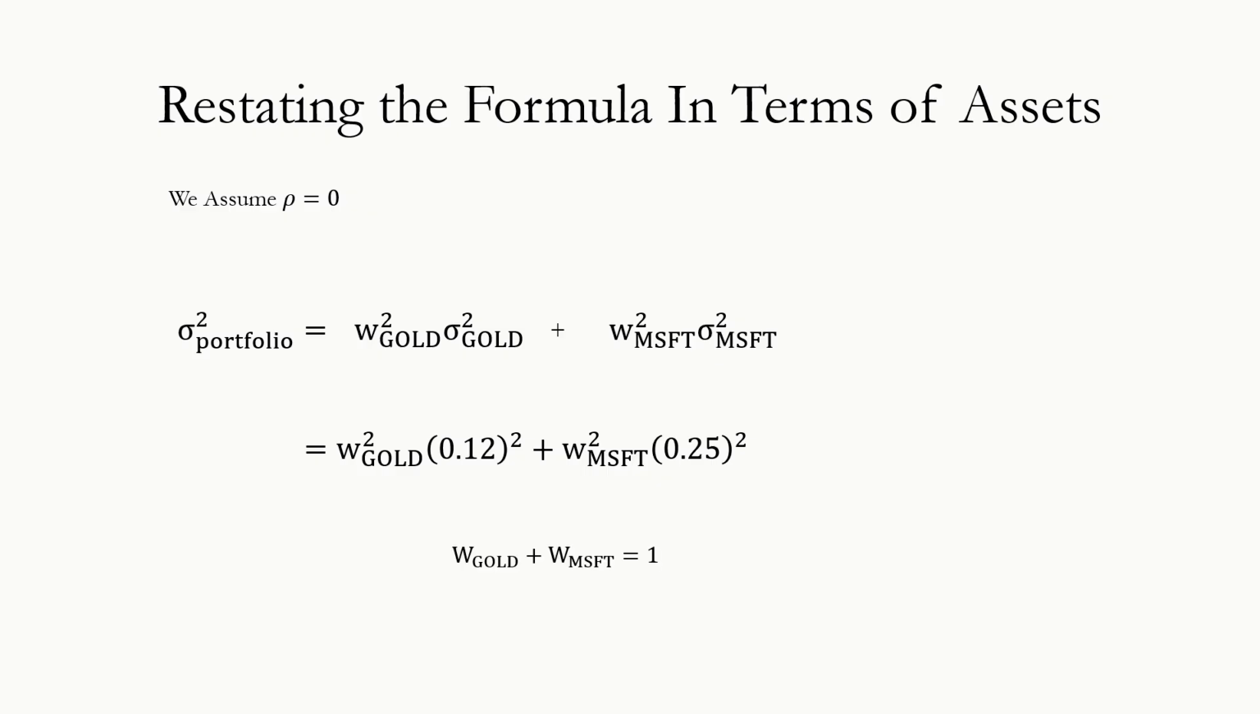And then we have to constrain the weights basically to equal 1, okay? If you look at this, we could say the weight of Microsoft is equal to 1 minus the weight of gold, okay? Or we could say the weight of gold is equal to 1 minus the weight of Microsoft, right?